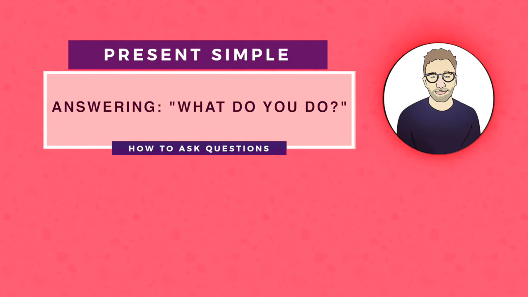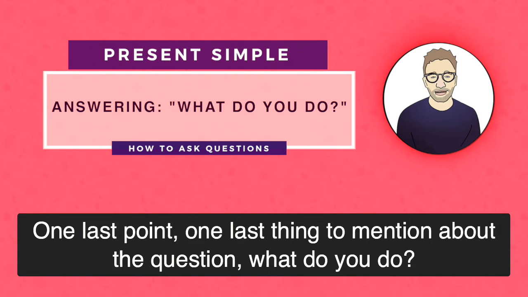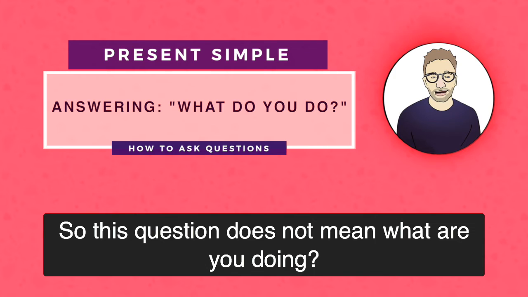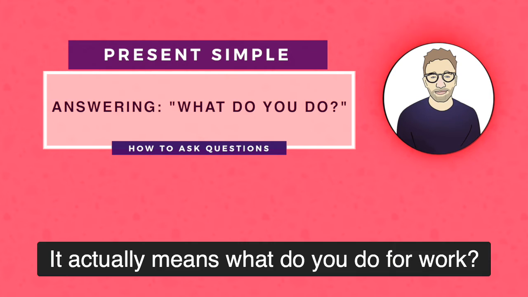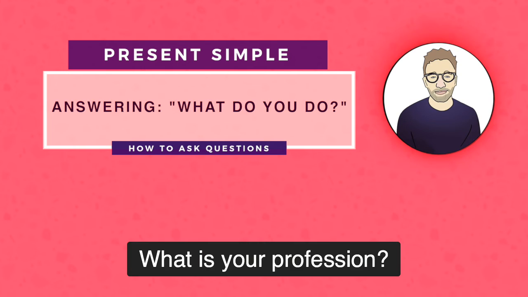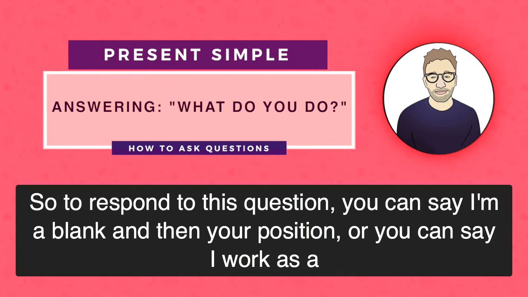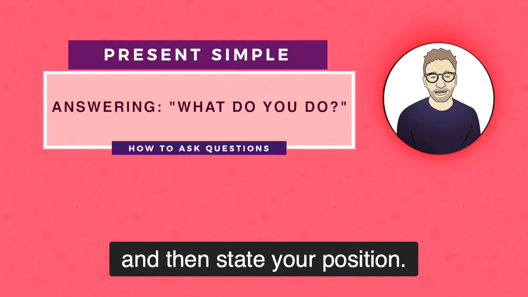What do you do? One last point, one last thing to mention about the question, what do you do? Now, you know that the present simple is about habits and hobbies. So this question does not mean what are you doing right now? It actually means what do you do for work? What is your job? What is your profession? How do you earn money? So to respond to this question, you can say, I'm, and then your position. Or you can say, I work as a, and then state your position.